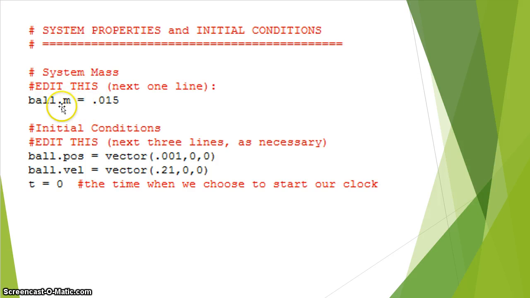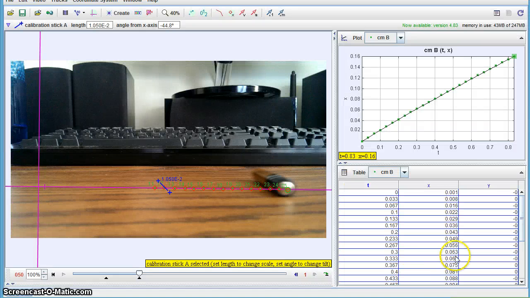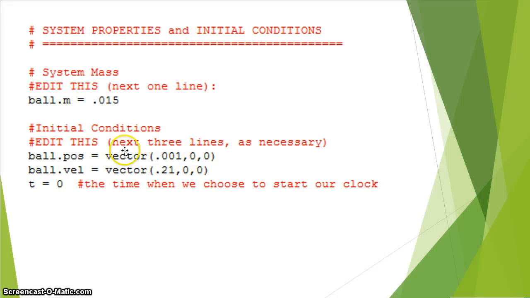Here I set the mass of the battery to be 0.015 kilograms, but it doesn't really matter because the force is 0. And the initial position I set as 0.001, which matches the initial Tracker position here. And I set the velocity to be 0.21, which I calculated using the first few points of the data. And time equals 0 to begin with.